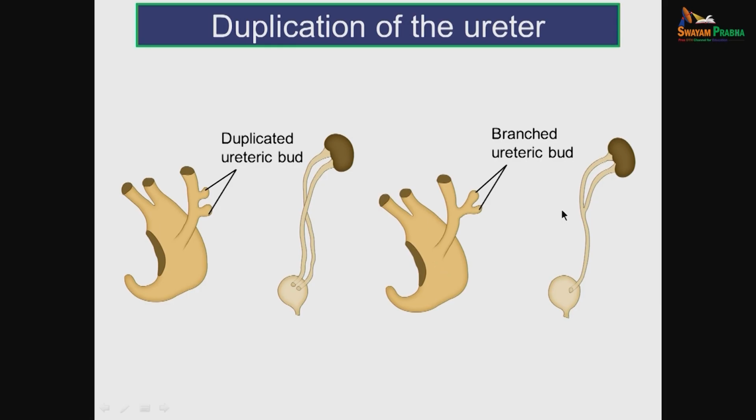Instead of two buds, there is a single stem and there are two buds coming from that. So what happens is, see the fourth picture, there is a single ureter but above it is branch. This is called branching of the ureteric bud. So the ureter is branched, but the stem of the ureteric bud is a single stem, and hence when it opens, it is a single ureter which is opening into the bladder. So this is duplication of the ureter.